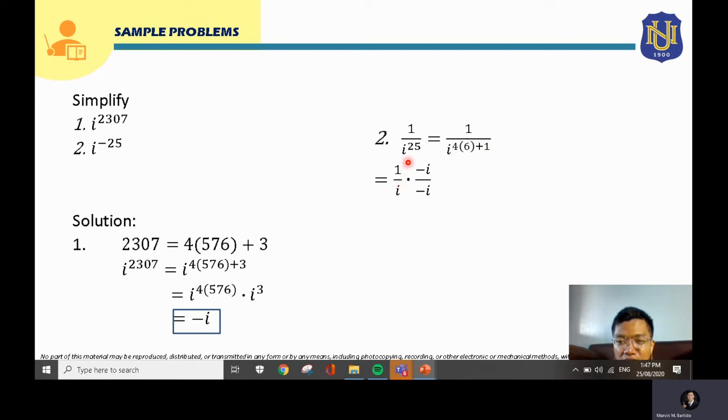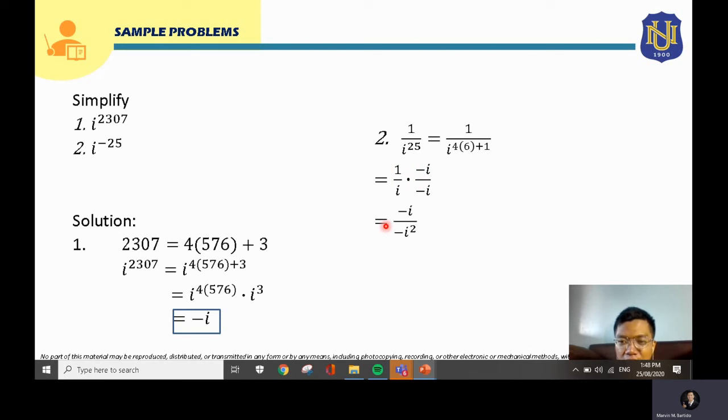And this is actually a division of complex numbers, 1 over i. We haven't discussed that yet, the division for complex numbers. But the rule for that is you just have to multiply this fraction by a fraction wherein the numerator and the denominator is the conjugate of this denominator. The conjugate of this denominator is negative i, so that will be negative i over negative i. Negative i over negative i is actually equivalent to 1. So basically, we did not change the given because it will just be multiplied by 1.